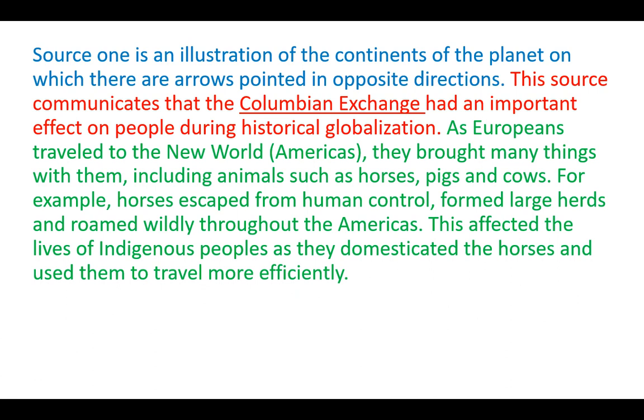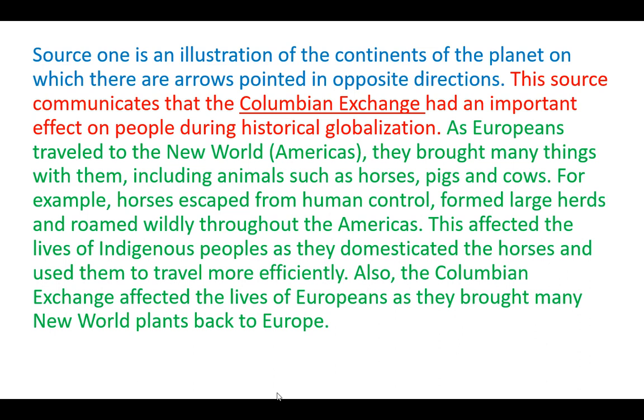So we're talking about how the Columbian Exchange impacted the lives of indigenous people. Are we going over every single example? No, because that would be impossible. There are millions of examples. But I'm just picking one example, the horse, and explaining how it impacted the lives of indigenous people. And then continuing with another example of how the Columbian Exchange impacted the lives of European people.